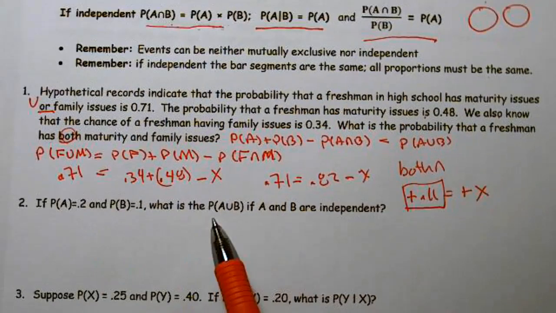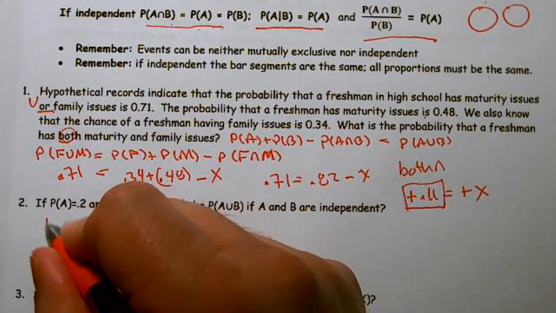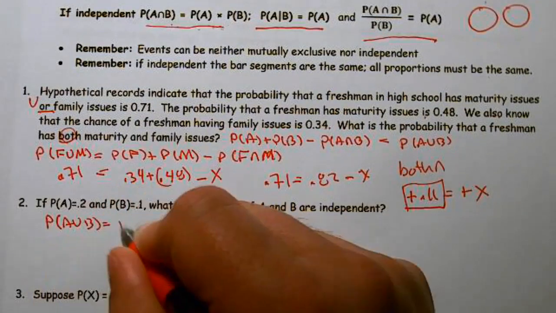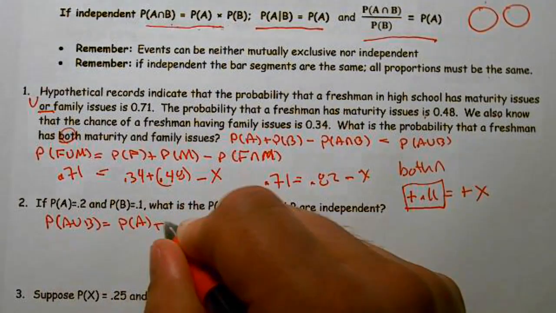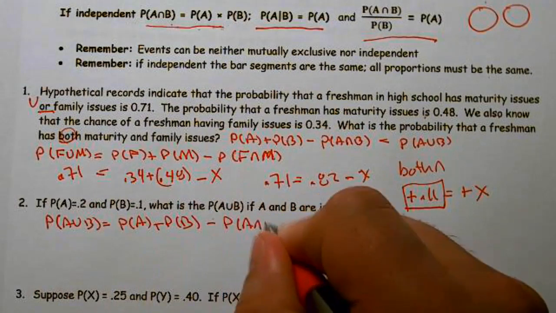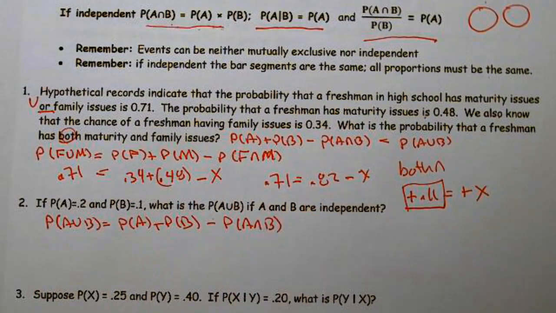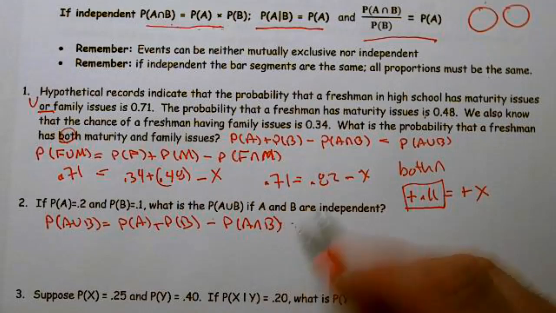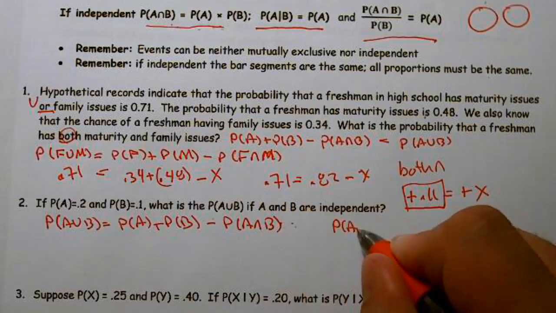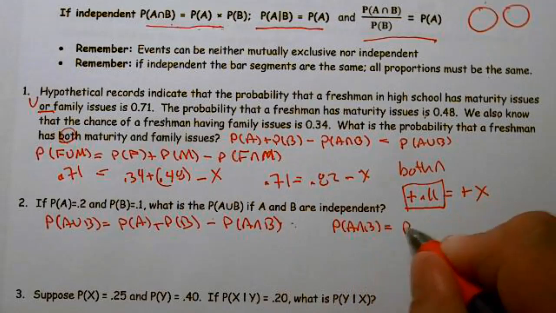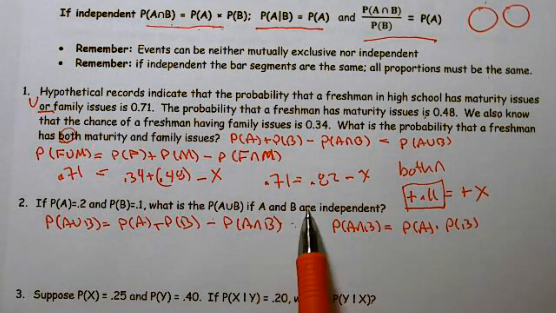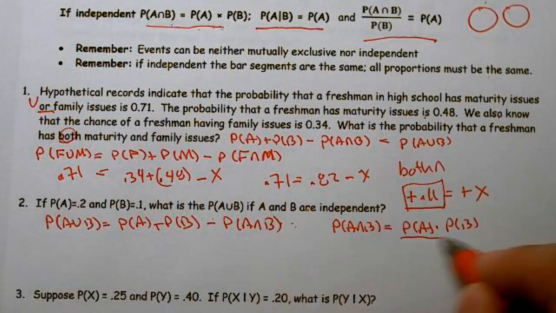So they're asking for A union B, so I probably should write that formula. The probability of A union B equals the probability of A plus the probability of B minus the probability of A and B. But they told me something here. They told me that A and B are independent. Well, if they're independent, the probability of A and B equals the probability of A times the probability of B. So I can plug this in.